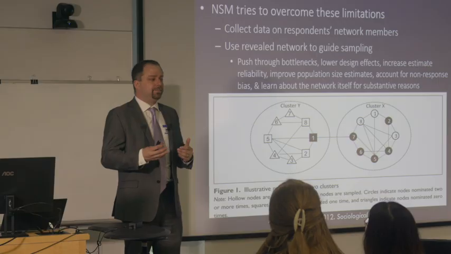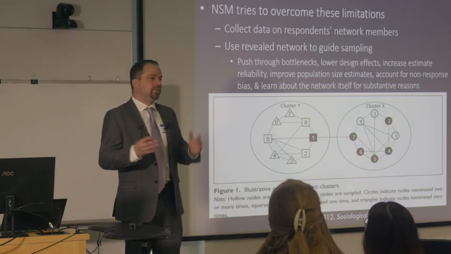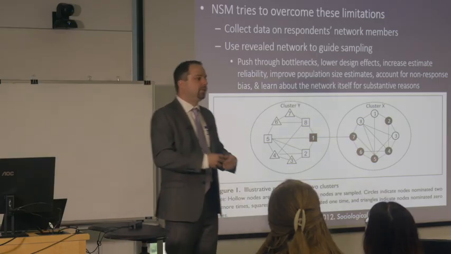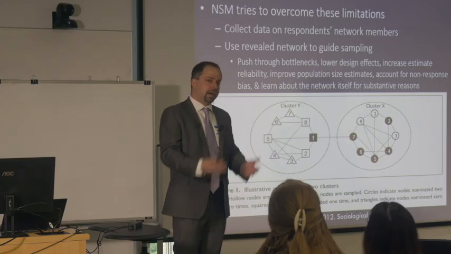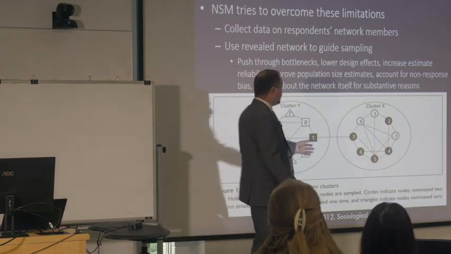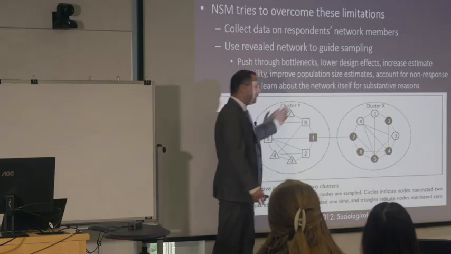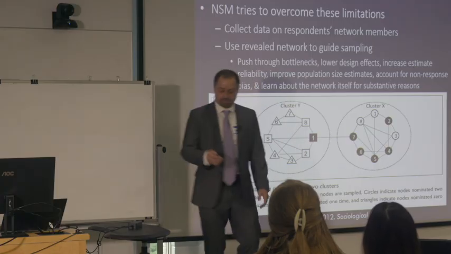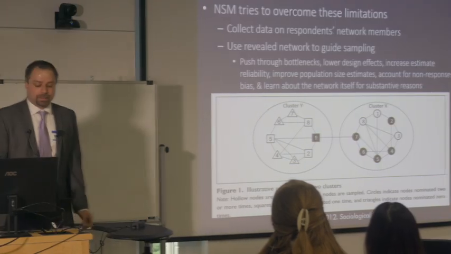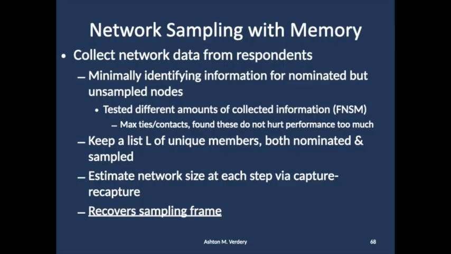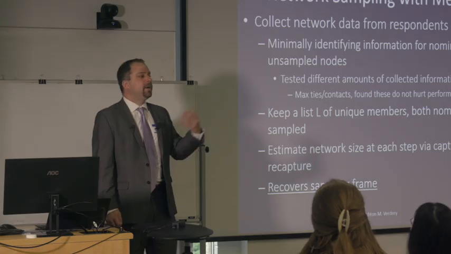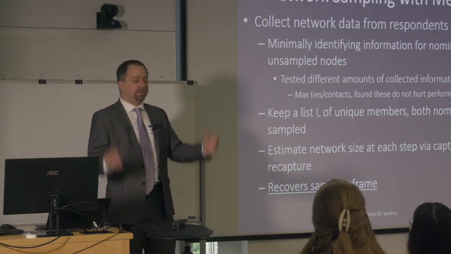So the basic idea, at its simplest version, is just to push people to recruit those who have only been nominated once versus those who have been nominated multiple times. And by doing that, we cross over the cluster, and then we can sample within the other cluster pretty effectively. And even that simple procedure works really well. So we collect minimally identifying data from the respondents, minimally identifying data about the nominated but unsampled nodes, and we keep a list of who those people are. Not identifiable information about them, but what we think is the exhaustive list of that group.